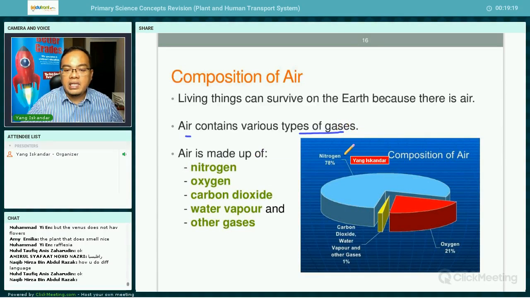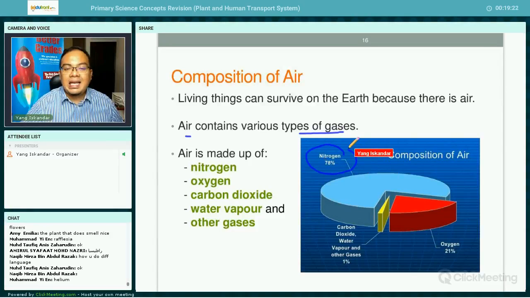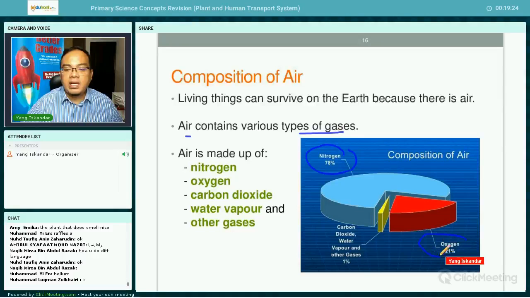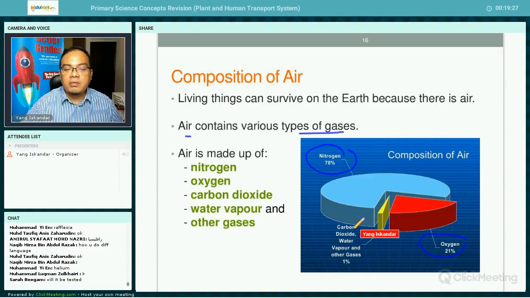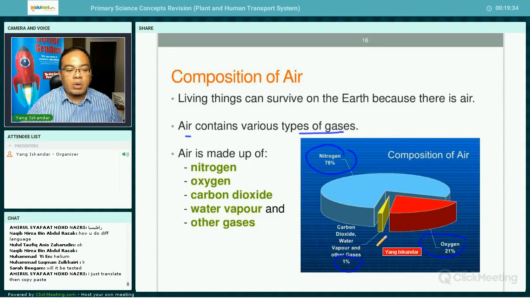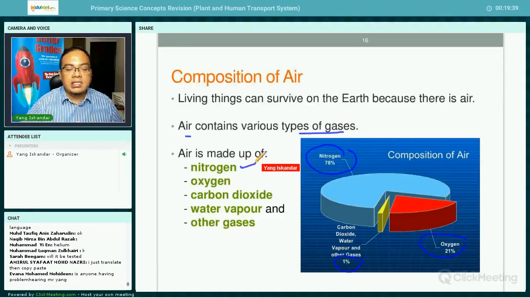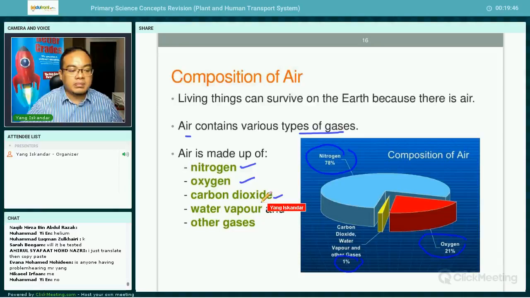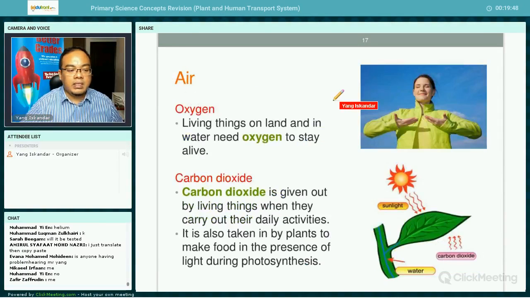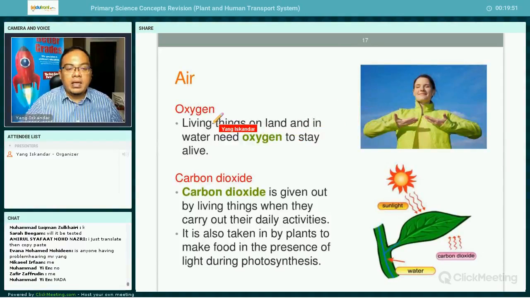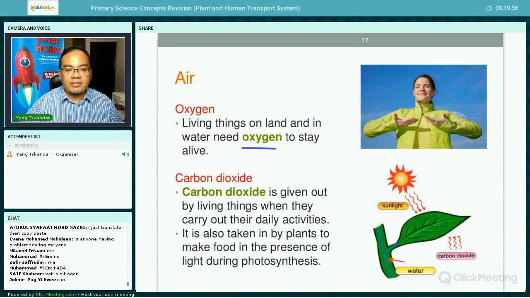So if you look at the composition of air here, nitrogen has the largest percentage, followed by oxygen, 21%, and followed by carbon dioxide, water vapor, and other gases, which make up the 1%. So the air is made up of the largest amount of nitrogen, followed by oxygen, carbon dioxide, water vapor, and other gases.